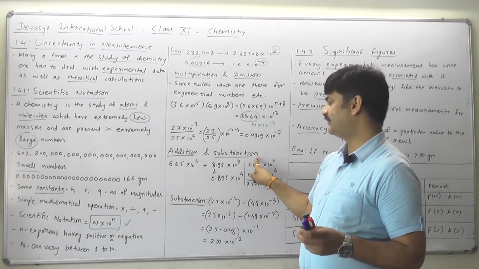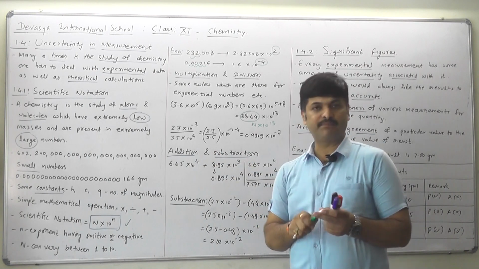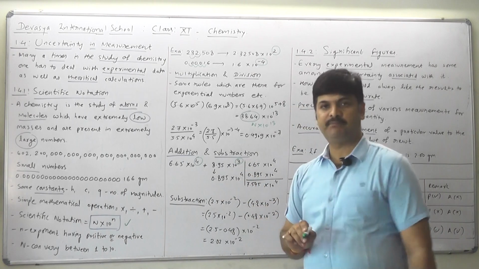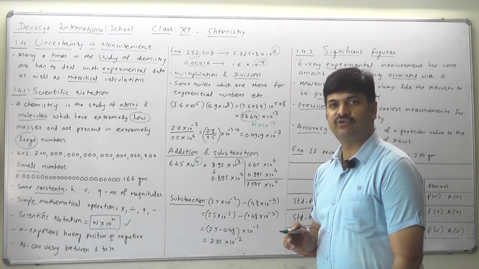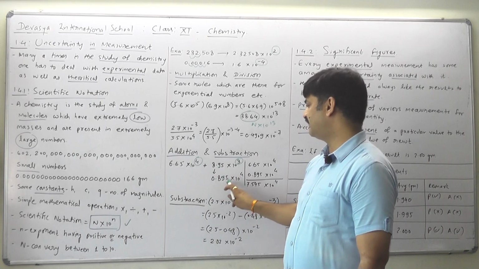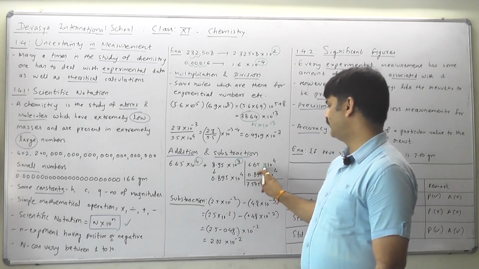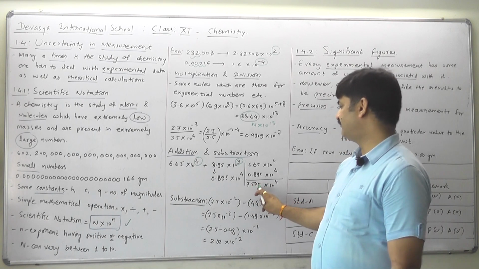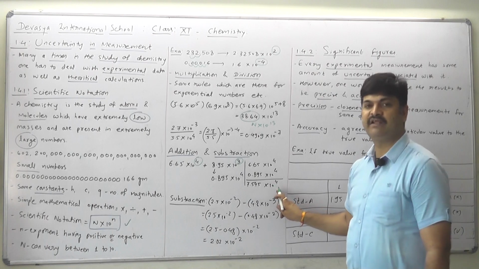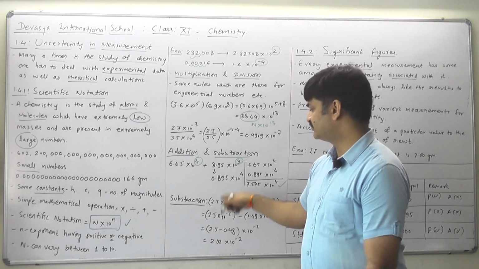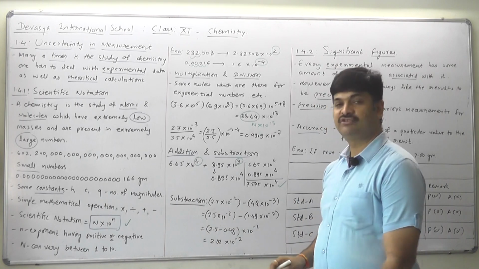Now addition and subtraction. In case of addition and subtraction, here this value should be same. Here this value should be same. Therefore we shifted the decimal here, so 0.895 into 10 raised to 4. Now it is added. The final answer will be 7.545 into 10 power 4. So this is complete information of addition. So similarly subtraction can also be done.